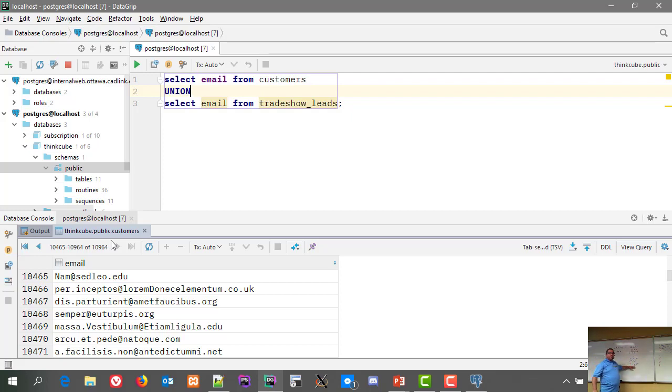465 rows. That's the difference. That means that in customers, I have all 10,000 rows. In trade show leads, there's 465 email addresses that are not in customers. Therefore, this is giving me the clean list of all the unique email addresses from customers and trade show leads. Now, people ask me, well, why would you want to run a query like that?